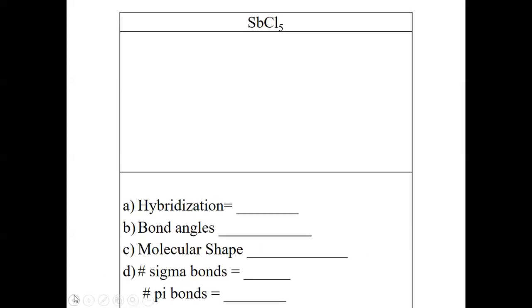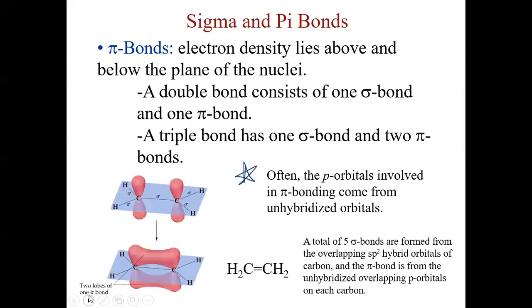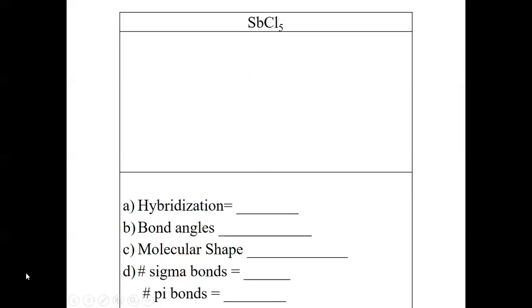So, okay, there are some examples where it has you draw the Lewis structure. Think about the hybridization, the bond angles, the molecular shape, the sigma bonds, and the pi bonds. So why don't you pause the video and give these 3 examples a try, and then unpause it, and we'll come back and take a look at these examples.